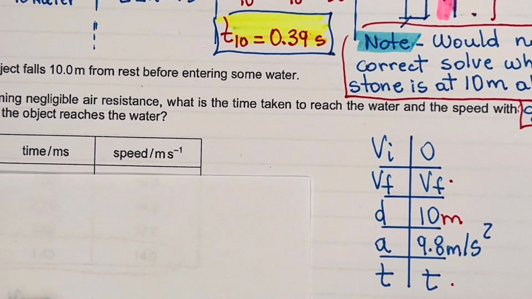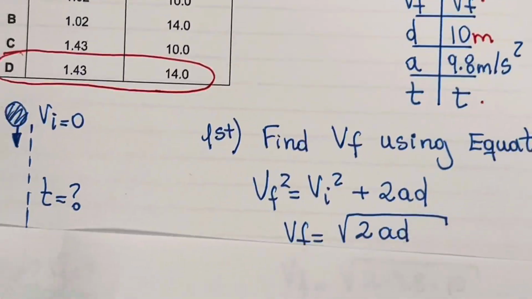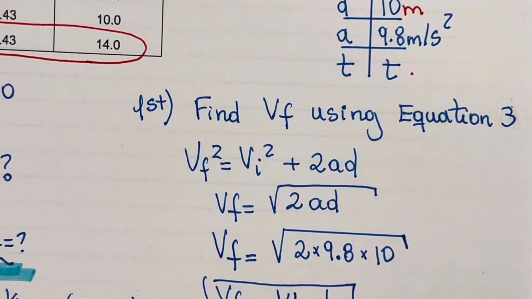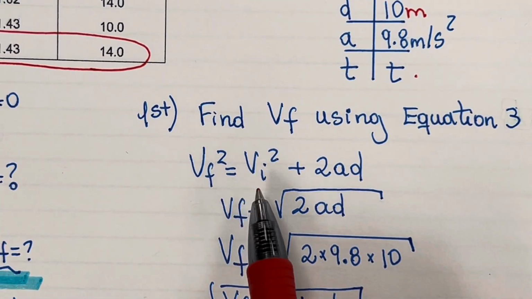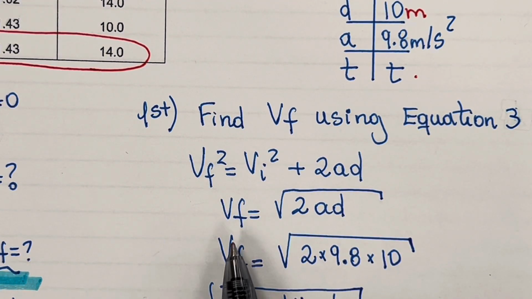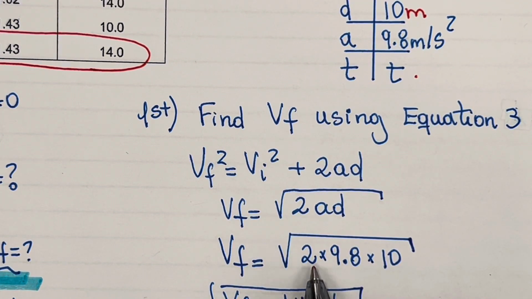finding the velocity, because I can use equation 3 actually. Vf squared is equal to vi squared plus 2ad. So the final velocity is the one I'm looking for, and the initial velocity is 0. So it's the square root of 2ad. So 2 times 9.8 times 10. The final velocity is 14. Okay, that's the final velocity.